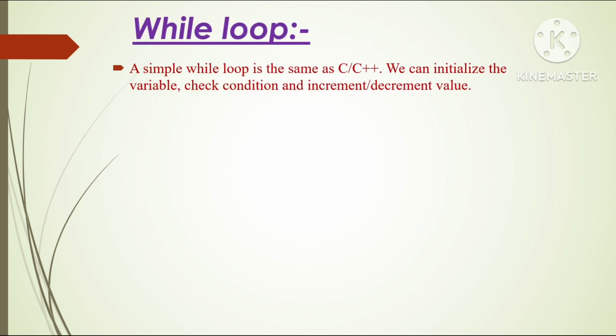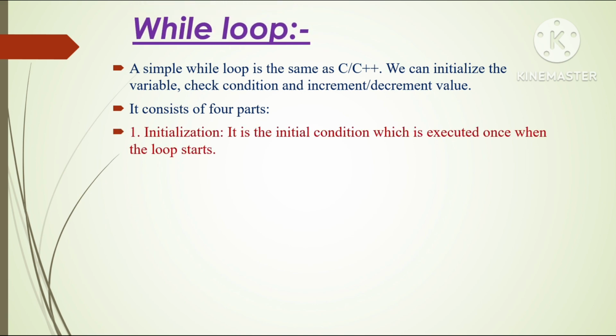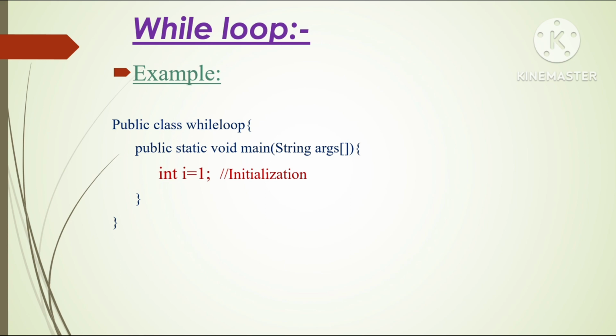A simple while loop is same as other programming languages. We can initialize the variable, check condition and increment or decrement the value. It consists of four parts. First is initialization. It is the initial condition which is executed once when the loop starts. Initialization is a process where we declare data type and give value to that variable. In our example, we initialize the variable as int i equals to 1.